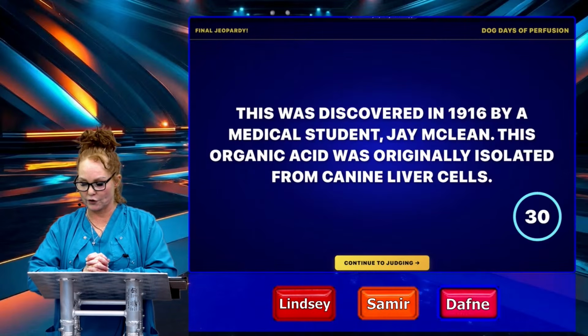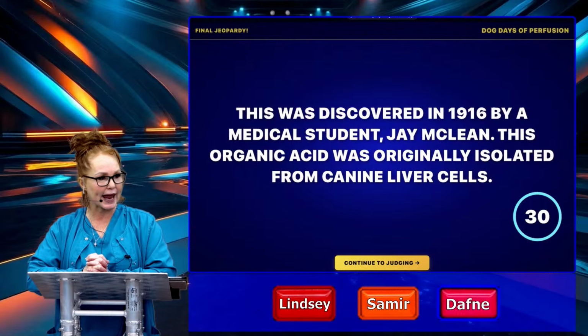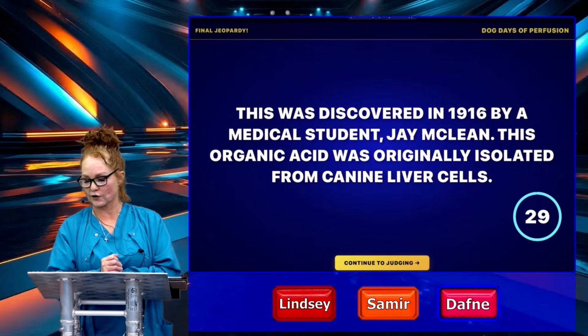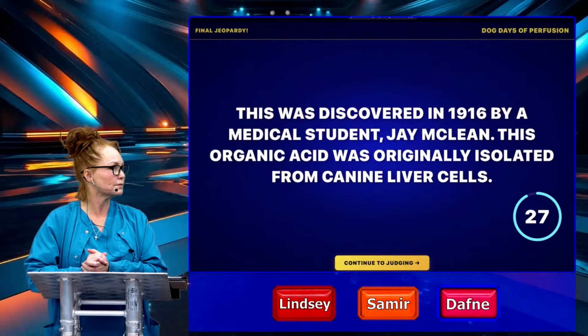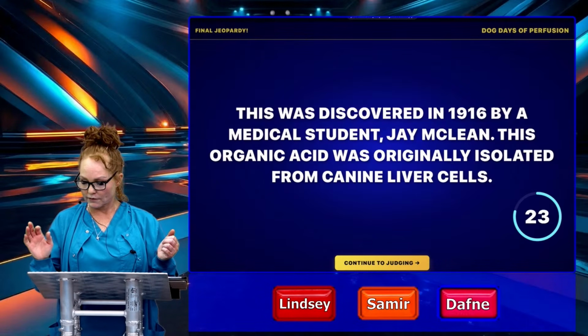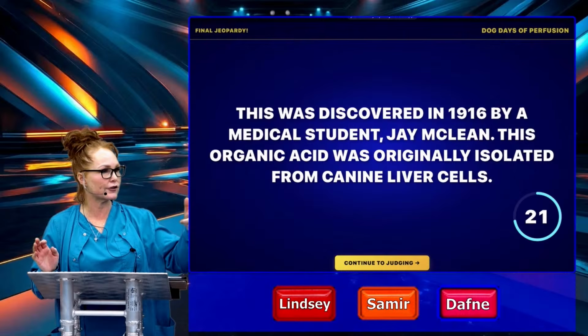This was discovered in 1916 by a medical student, J. McLean. This organic acid was originally isolated from canine liver cells. You have 30 seconds, and please write your answer on your board. Do we have to write the amount? First do your wager. I am so sorry. Are we just doing the wager? Yes, first write your wager and then your answer.